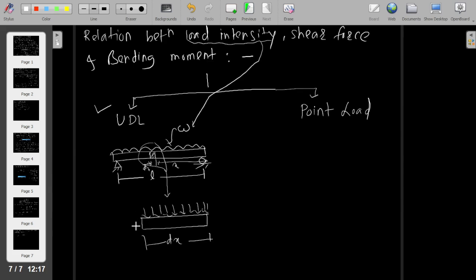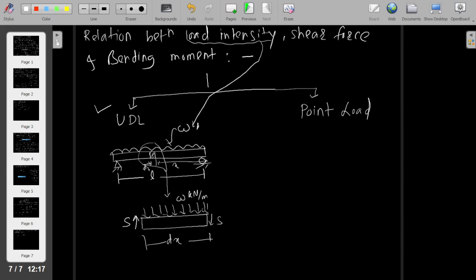See here, on this element, one shear force S comes because of this load and will act here. In order to balance that, on the opposite side, the element is very small which I have taken, the opposite shear force is S plus dS. And there is also the additional load w, in kilonewton per meter.